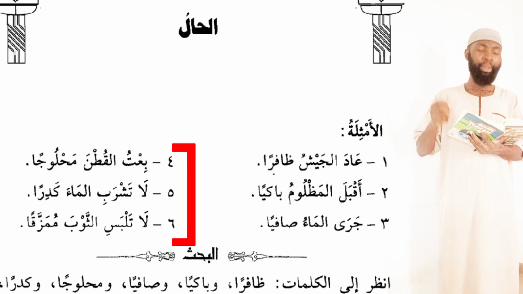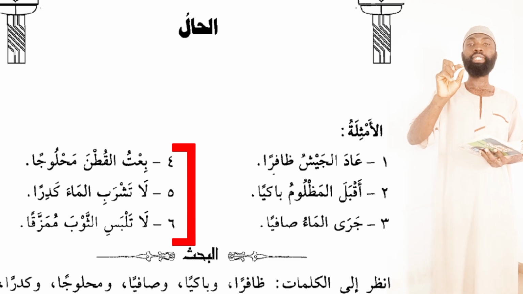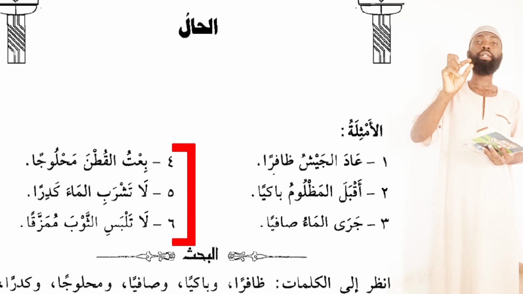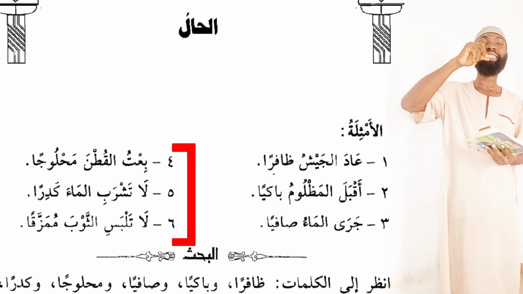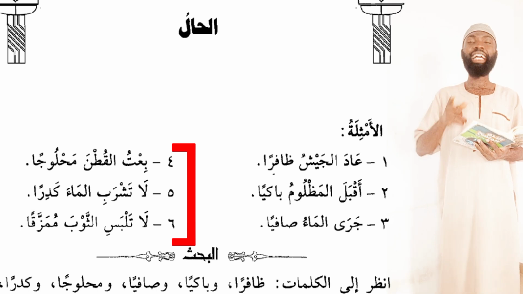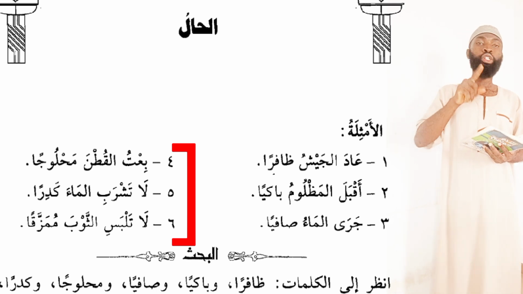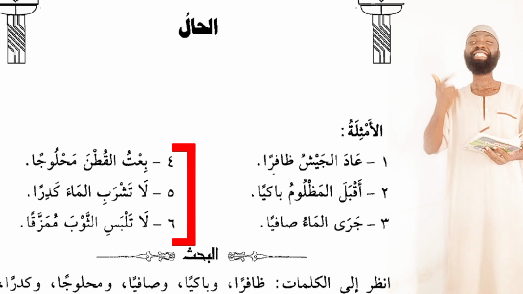Then we have number 4, bi'tul qutna mahlujan. I sewed the cotton, meaning I sewed it in the state of jinad. It is jinad cotton that I sewed. Number 5, we have la tashrabil ma'a kadiran. Do not drink misty water. Don't drink water in state of mistiness.